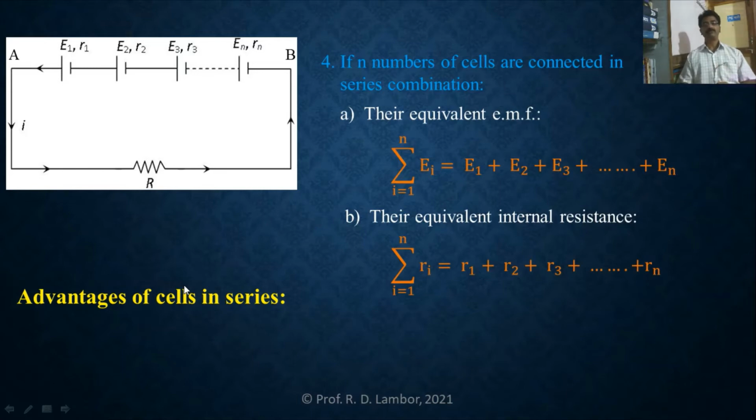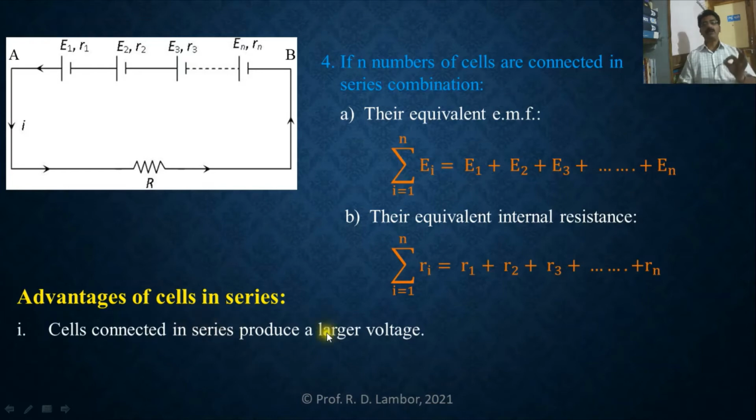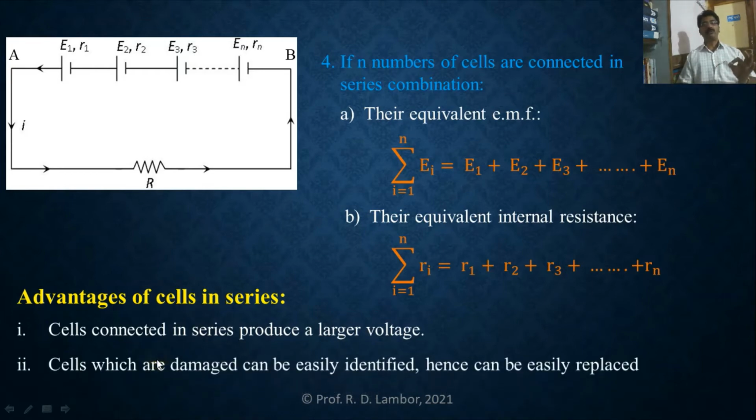When cells are connected in series, they produce a larger voltage, which means the voltage rating or capacity of that battery increases. Secondly, damaged cells in the series combination can be easily identified and hence easily replaced. So these are the two advantages of cells connected in series.